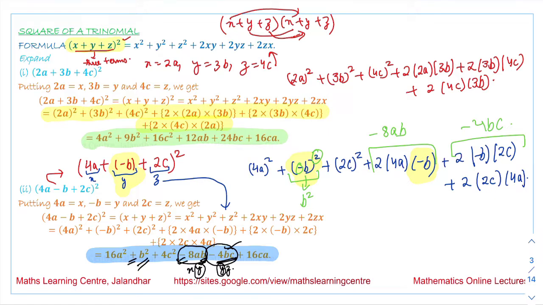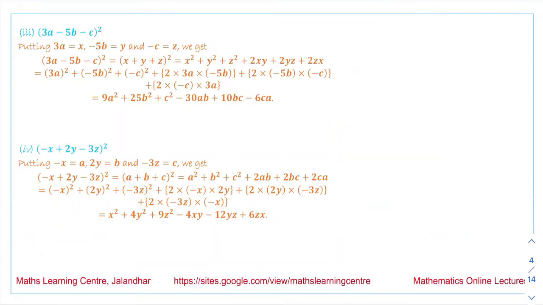Now in the next question, you can write this in the form (3a plus minus 5b plus minus c) whole square. So what is the value of x? It is 3a. What is the value of y? It is minus 5b. And what is the value of z? It is minus c. So again we will substitute x, y, z in this formula.